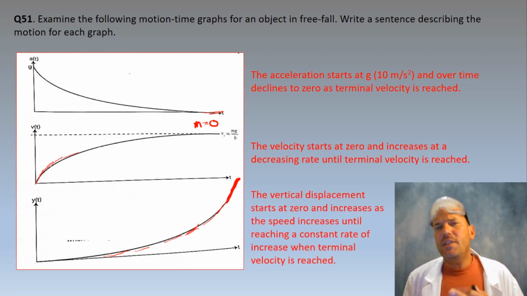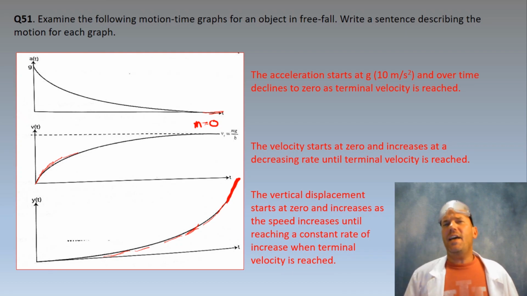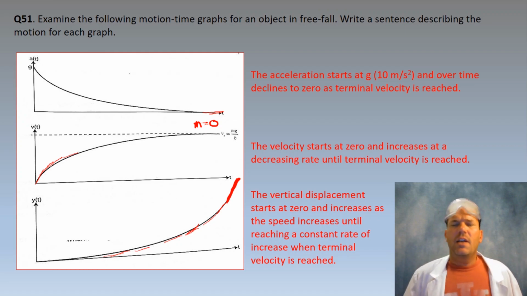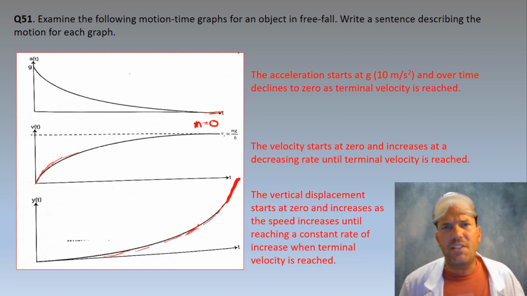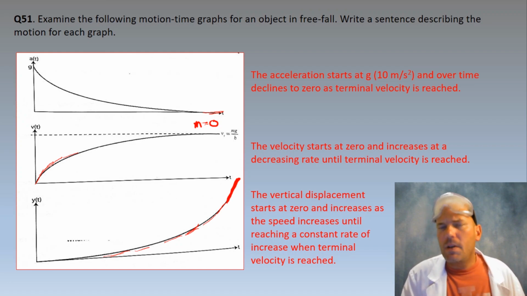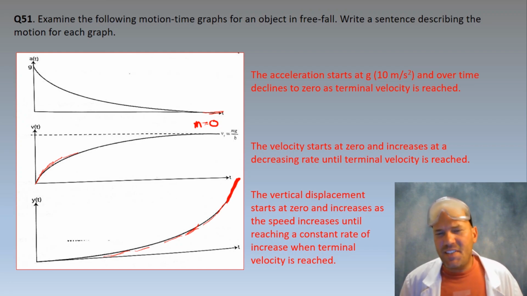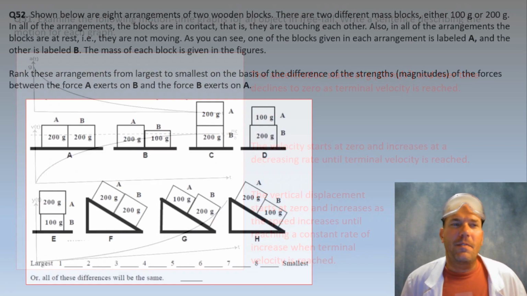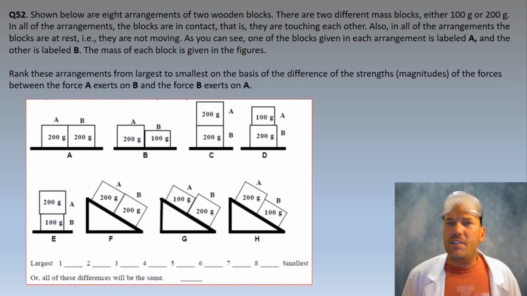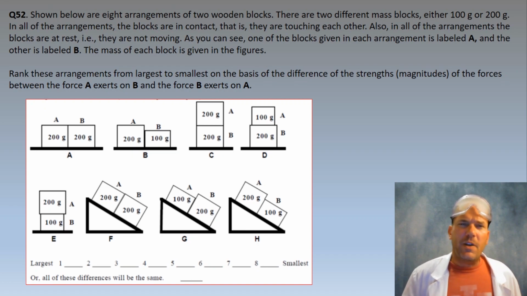The vertical displacement starts at 0 and increases, and it's increasing as speed increases, okay? So look at the velocities increasing, and so the vertical change in position is increasing until terminal velocity is reached. When terminal velocity is reached, we have a constant velocity and thus a constant positive slope for the vertical position as a function of time. Pretty cool stuff there.